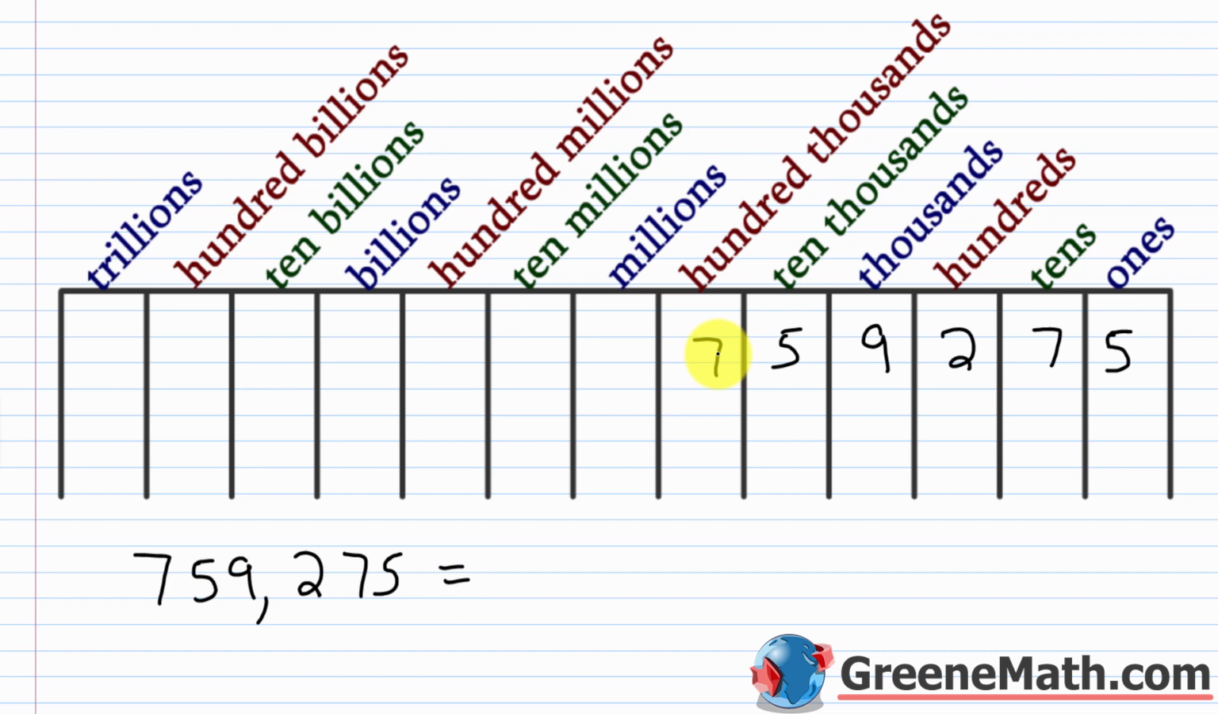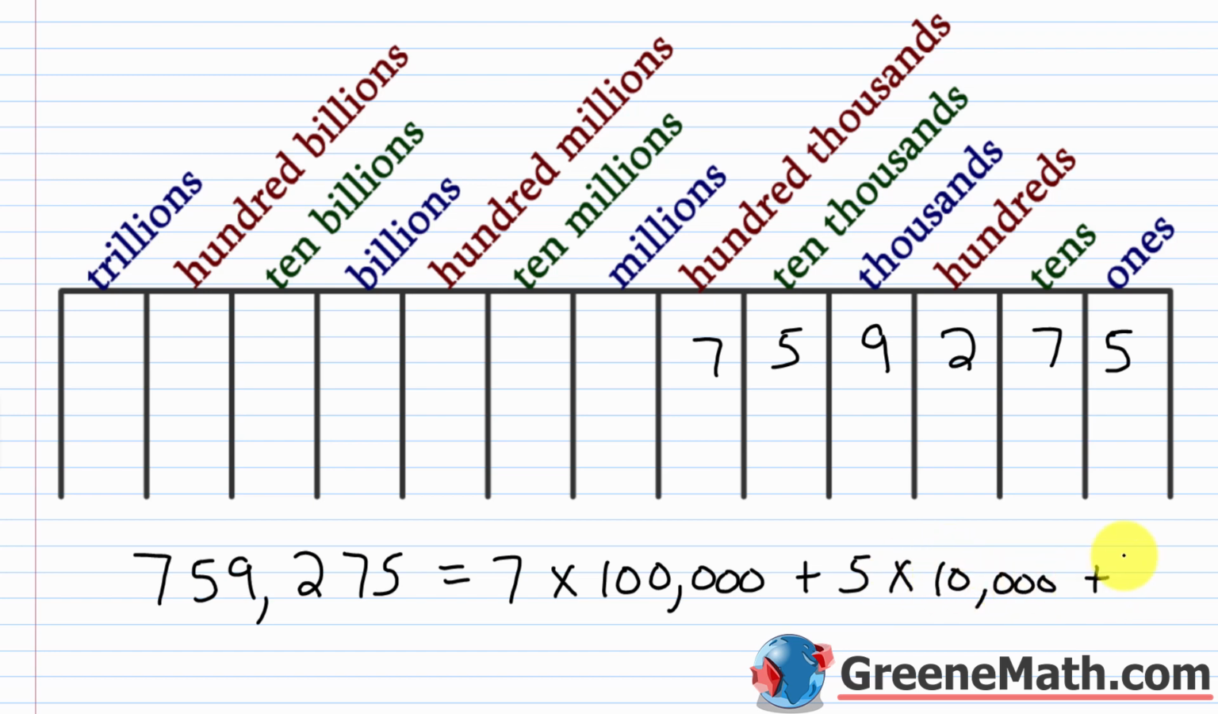So this digit is a 7. Its place value is the 100,000s place, so 7 times 100,000. Then plus, next, we have a 5 in the 10,000s place. So 5 times 10,000.